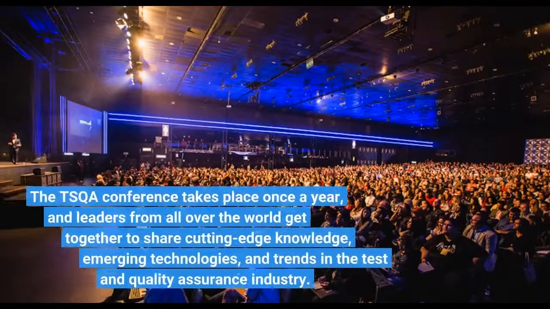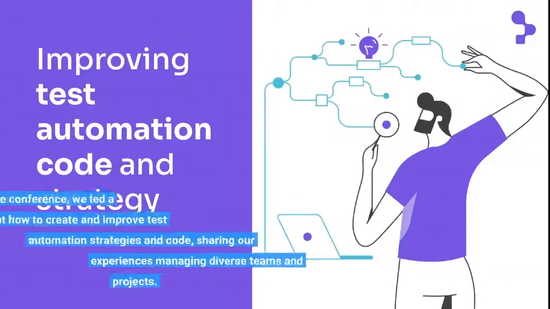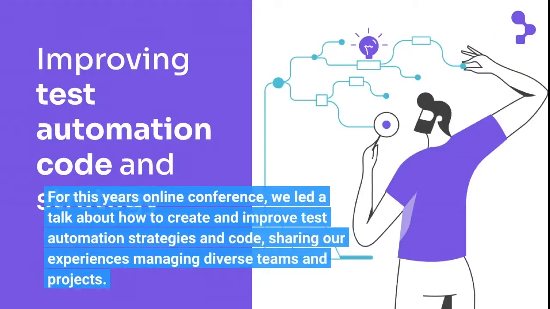The TSQA conference takes place once a year, and leaders from all over the world get together to share cutting-edge knowledge, emerging technologies, and trends in the test and quality assurance industry. For this year's online conference, we led a talk about how to create and improve test automation strategies and code, sharing our experiences managing diverse teams and projects.